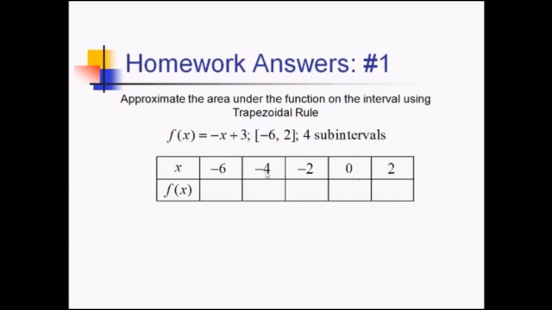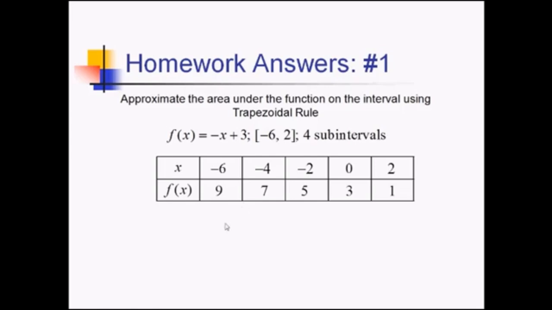And now let's get the y values that go with that. We're going to have 6 plus 3 is 9, 4 plus 3 is 7, 2 plus 3 is 5, 0 plus 3 is 3, and negative 2 plus 3 is 1. Next, we're going to set up our trapezoidal areas.